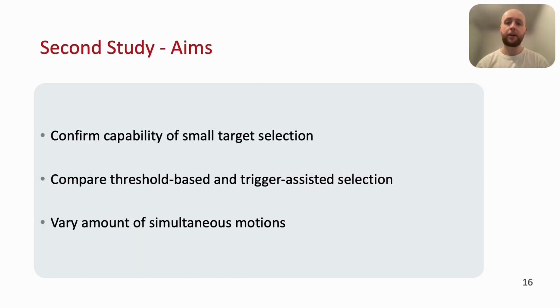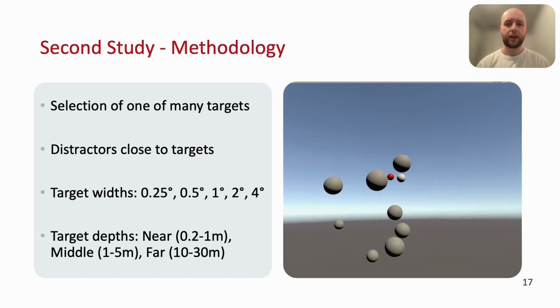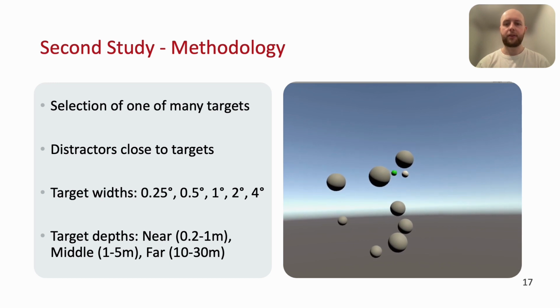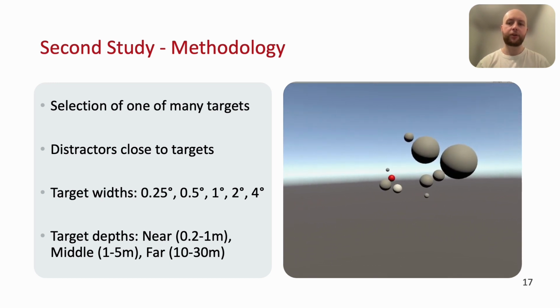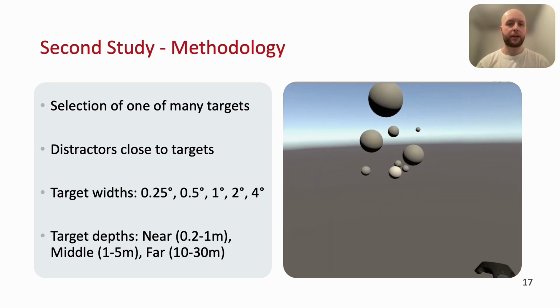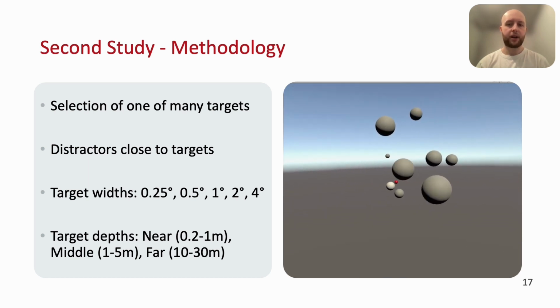So we did a second study to evaluate user performance and perception of vergence matching by focusing on the ability to select small targets and to compare these 2 techniques. And we also examined whether having 2 or 4 simultaneous motions had any effect on the techniques. We made participants quickly and accurately select a target from 10 spheres, and these targets had different widths, including one smaller than the typical eye tracking error. And then we also tested how target distance affected selection.